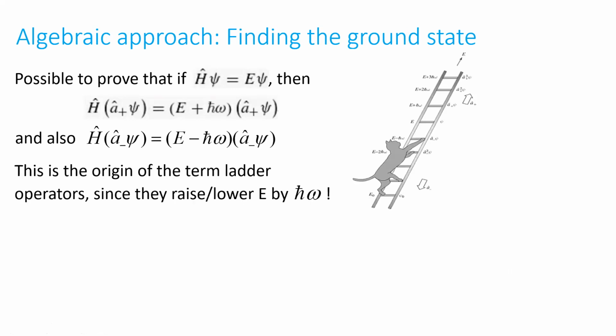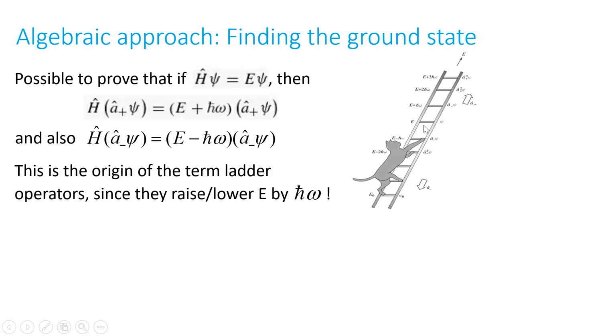And this is actually the origin of the term ladder operators, okay? Because a plus, the raising operator, raises the energy E of a stationary state by h bar omega. And meanwhile, the lowering operator a minus lowers the energy by h bar omega. And that's illustrated here with this very fun illustration. Credit to our textbook, to Griffiths' textbook. It's a very cute illustration.